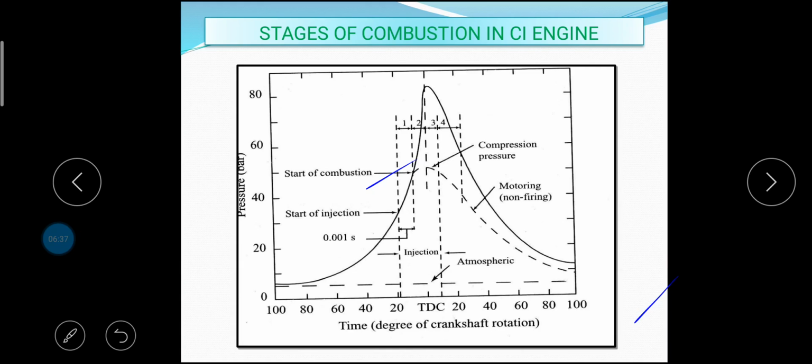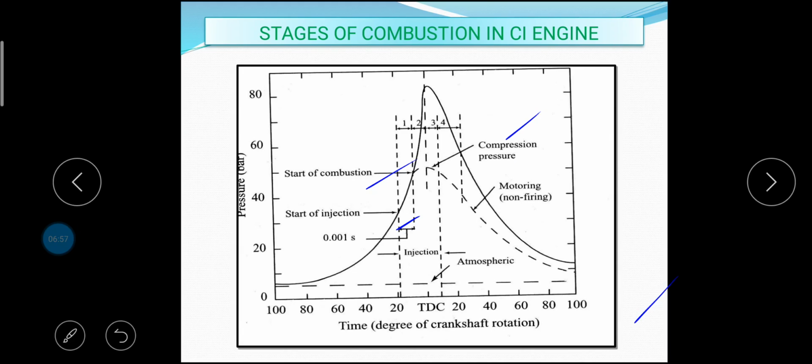The period of rapid combustion is counted from the end of the delay period, or the beginning of the combustion, to the point of maximum pressure on this indicated diagram. The rate of heat release is maximum during this period.